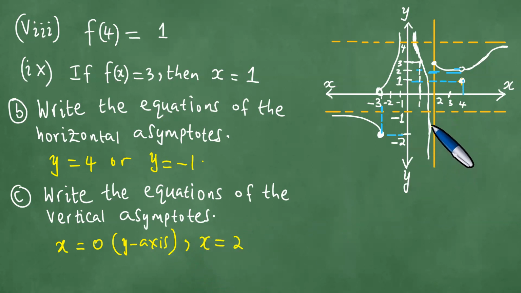X equals 2 is an asymptote as well, because the function approaches that vertical line and does not reach it. X equals 2.